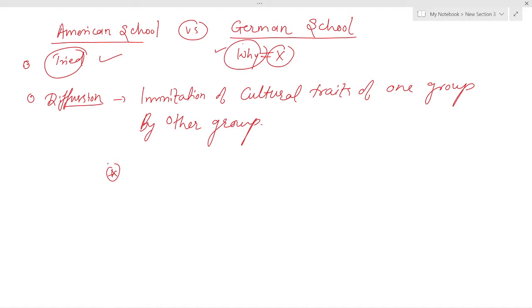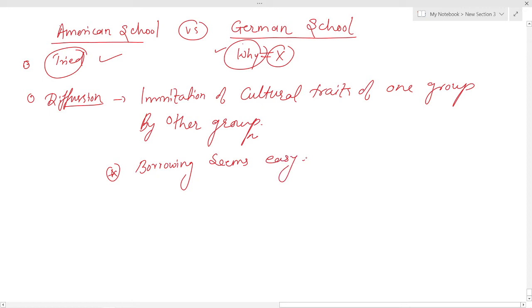So basically, diffusionism also talks about the concept that borrowing seems easy. This is a very important thing, right? That borrowing seems very easy, then inventing.